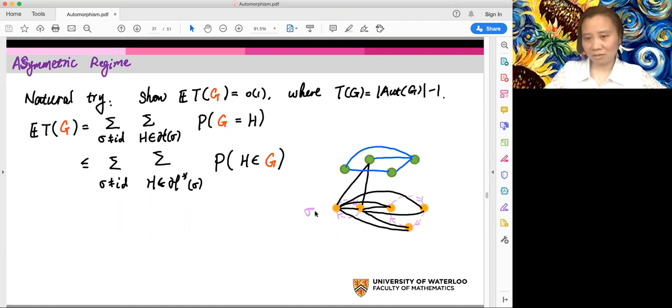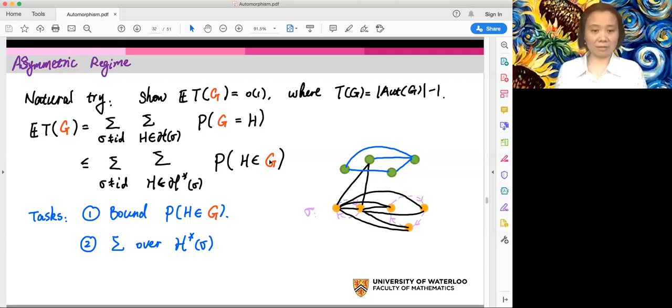Or in other words, you can think this way: take all the subgraphs in H sigma, and then delete edges that are induced by vertices that are not moved. And that's this class of graphs. And now here is just a probability that this should be a subset. So regard H as a set of edges. What's the probability these set of edges are in G?